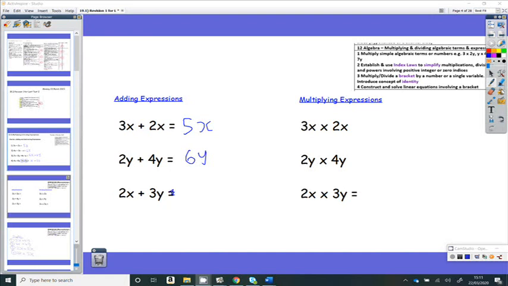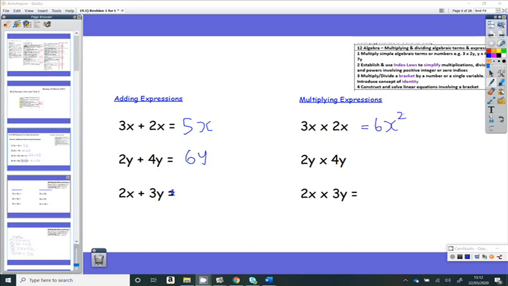Now moving on to multiplying expressions, remember 3x means 3 times x, and 2x means 2 times x. So this is 3 times x times 2 times x, so 4 things being timesed together. When you're timesing things together, you can change the order. So we can think of that as 3 times 2 and x times x. 3 times 2 is 6, and x times x is x squared.